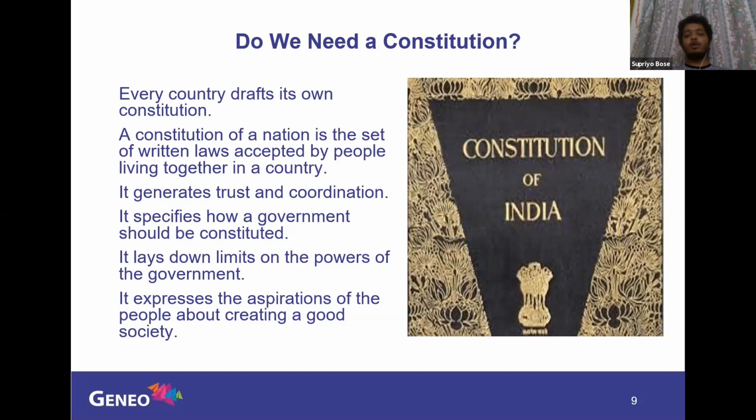अब तुम कहोगे कि हम तो एक डेमोक्रेसी में रहते हैं. We live in a democracy now. Of course, no problem with that. But a country has to rule on a set of laws.